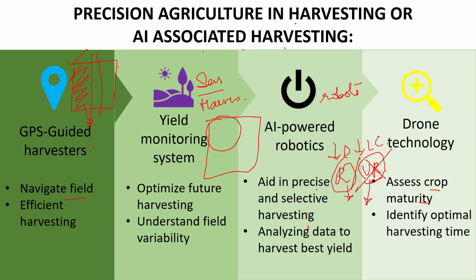So why is proper harvesting required? Why is good harvesting required? The importance is that it will increase the yield, so it will maximize the yield, it will reduce the time, it will reduce the labor cost, it will reduce the damages, and it will reduce the amount spent, and by increasing the efficiency. So by using good harvesting techniques, these are the benefits which we can get.